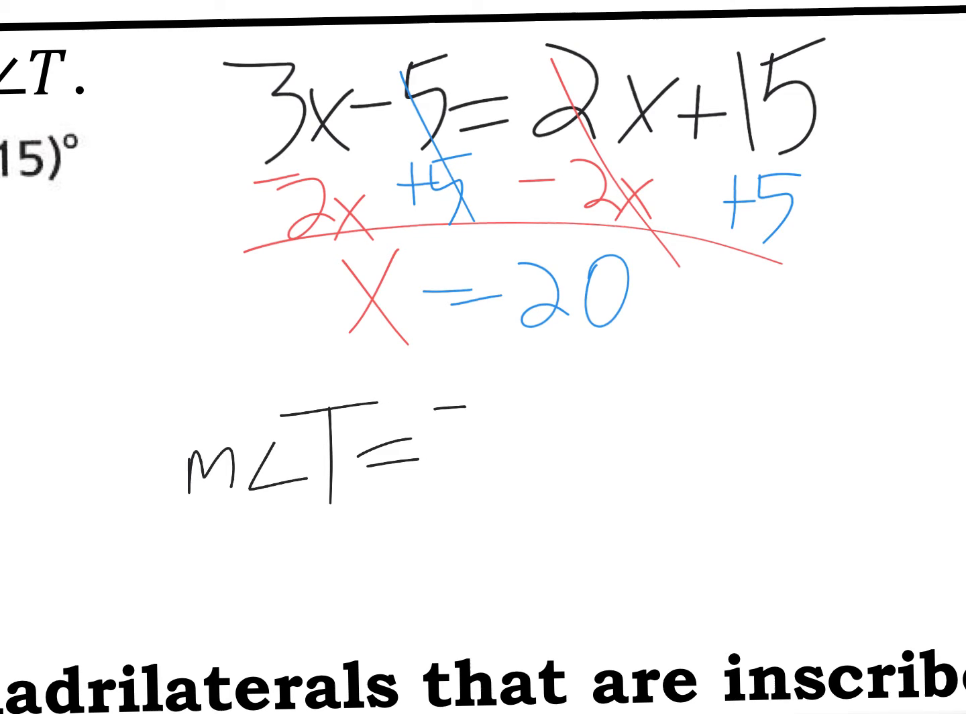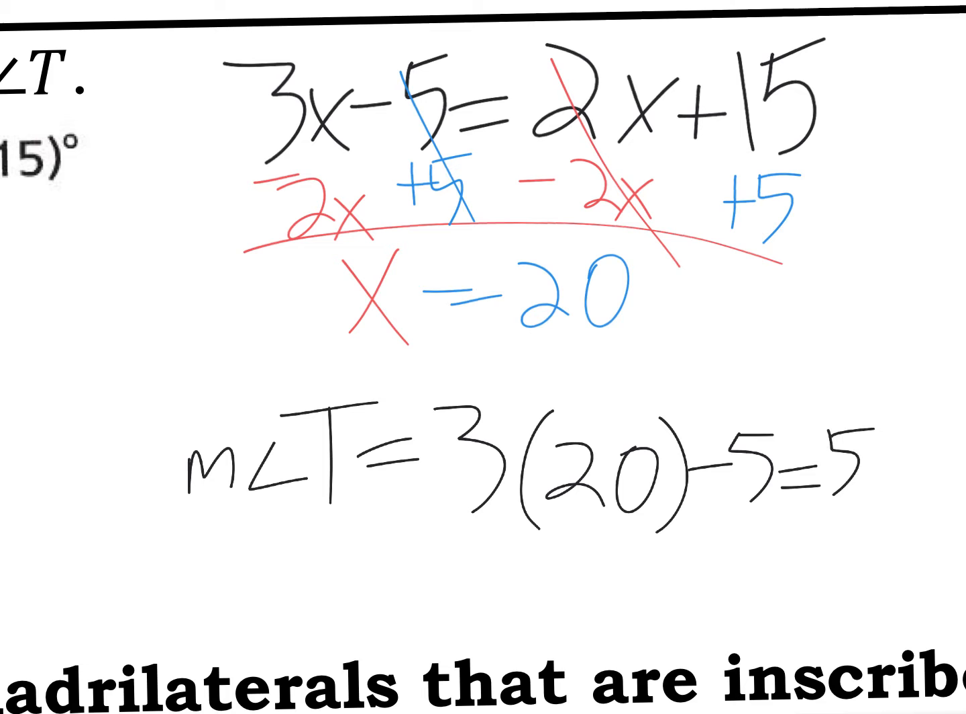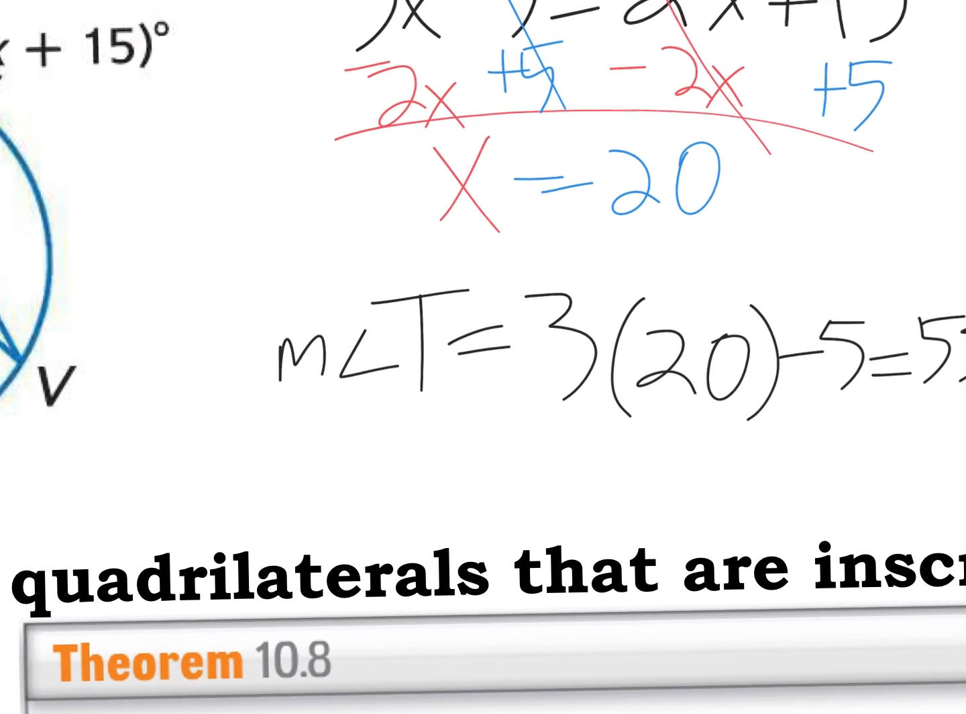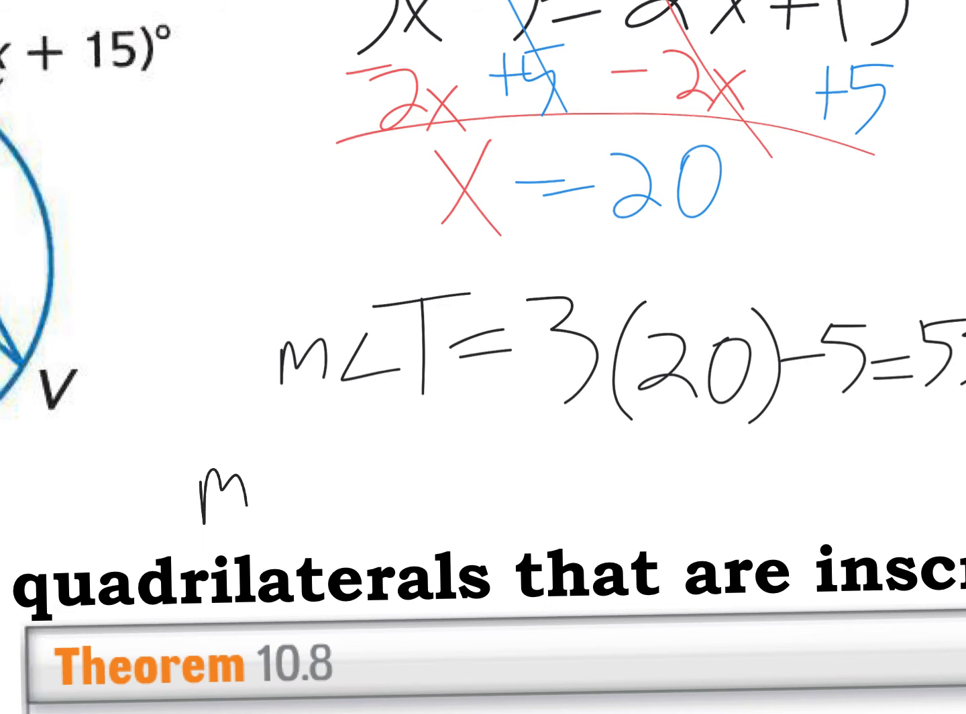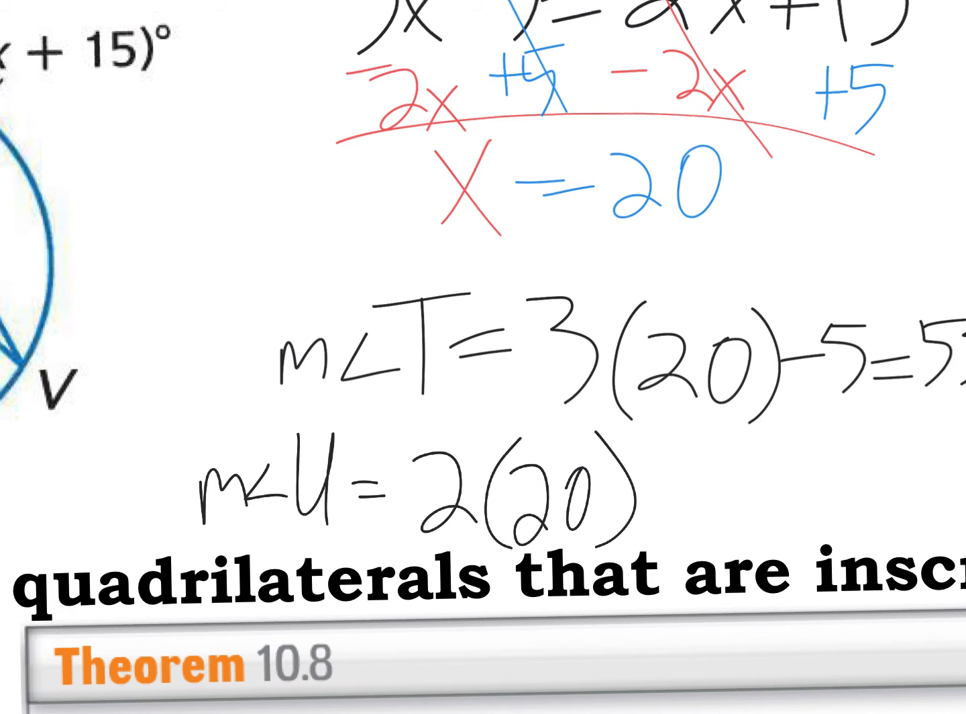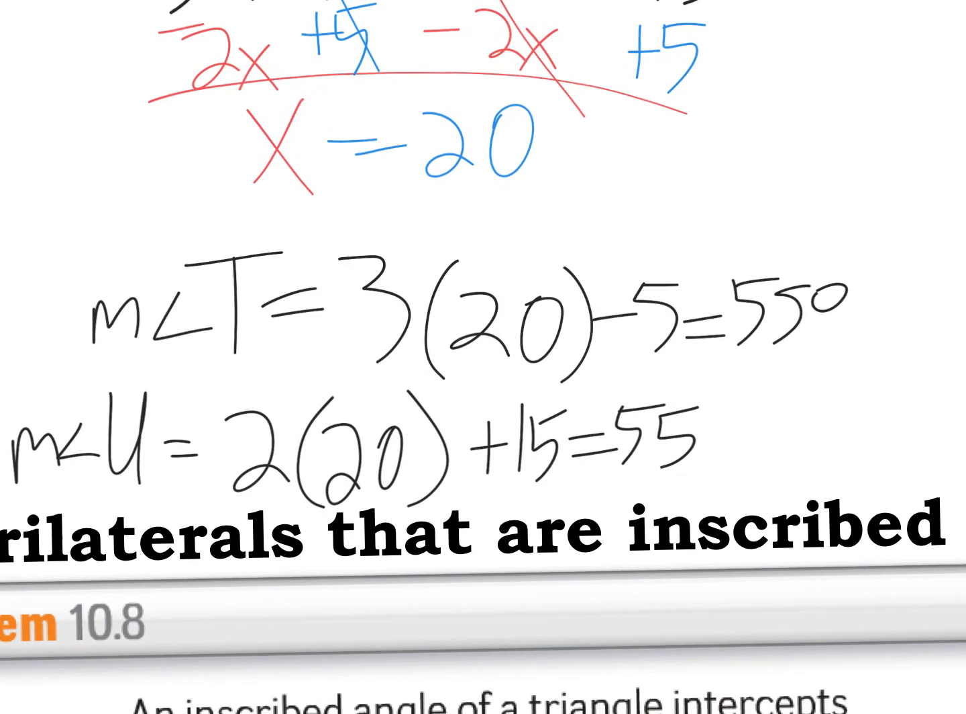But measure of angle T will be 3 times 20, so I know that's 60, minus 5 is 55 degrees. If you want to plug it in the other one just to make sure you did it right, because they should equal the same thing, measure of angle U is going to be 2x plus 15, so 2 times 20 is 40. 40 plus 15 is 55 degrees. So we know we did it right because both of these equal 55 degrees.